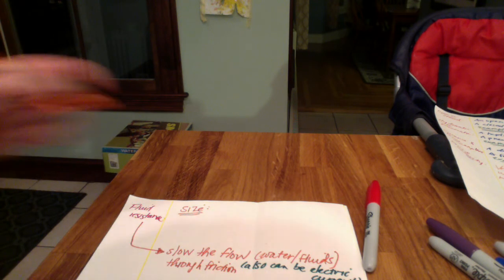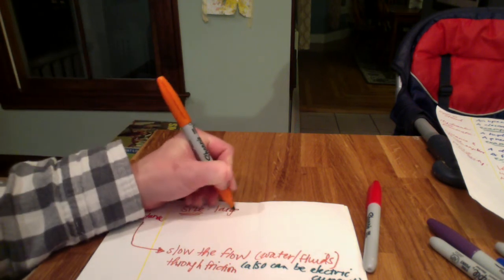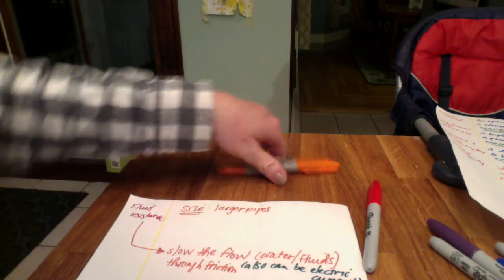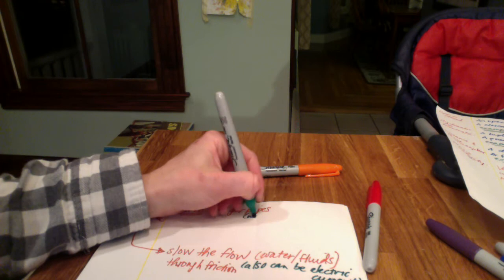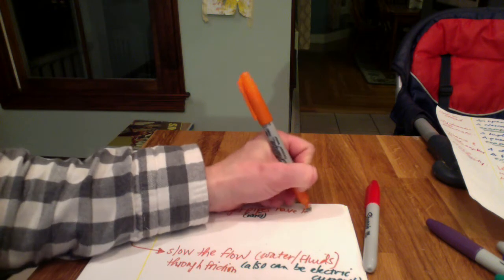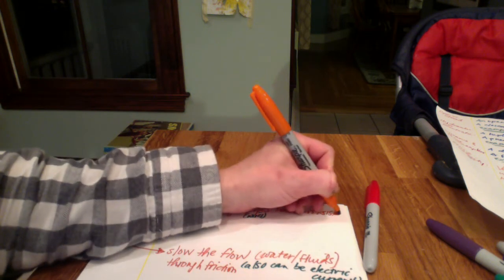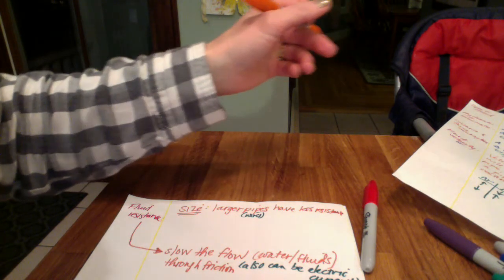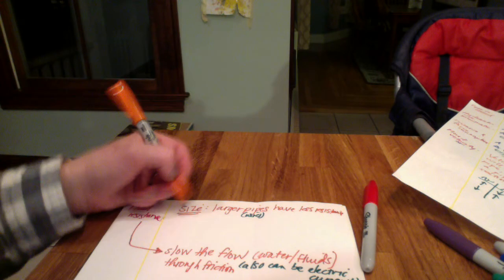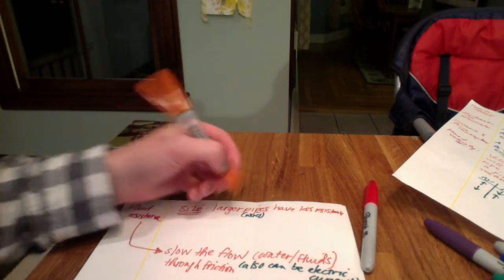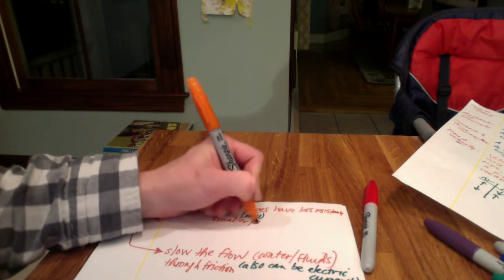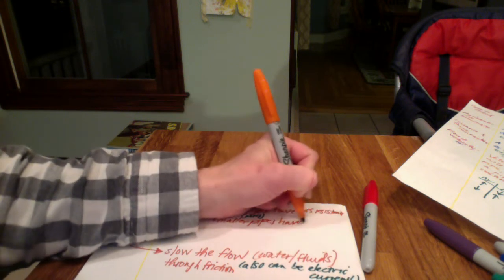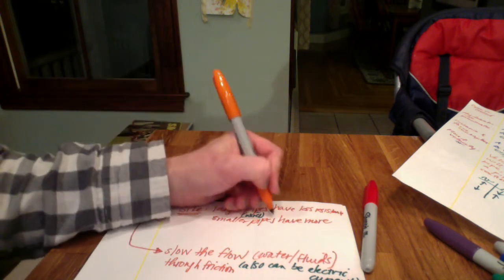Okay? That said, your size, larger pipes or wires have less resistance. Okay? And when you have less resistance, that means that the water can flow more smoothly. All right? So your size, larger pipes have less resistance. That means smaller pipes have more. Okay?